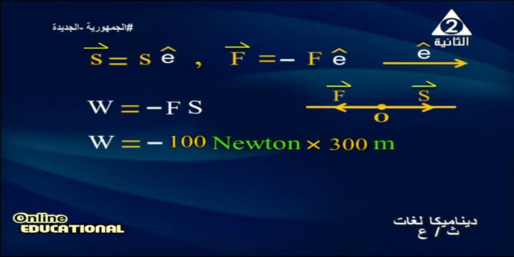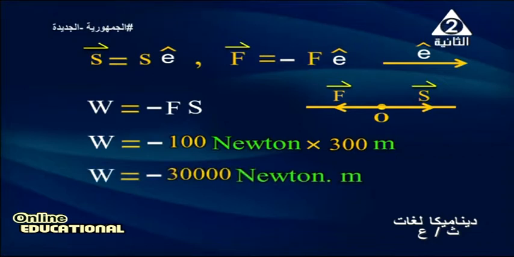Work equals negative 100 Newton multiply 300 meter. Newton meter, negative 30,000 Newton meter. Newton meter equals joule. Then the work in this case equals negative 3 multiply 10 power 4 joule. Joule equals Newton meter.